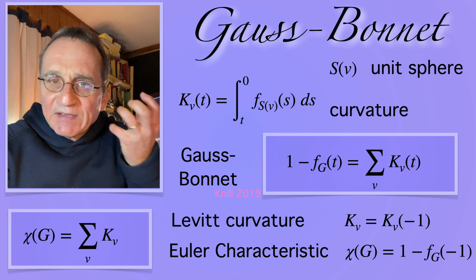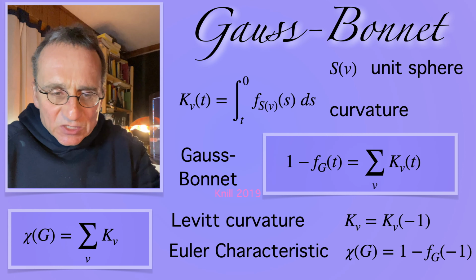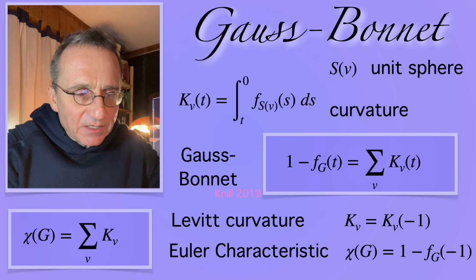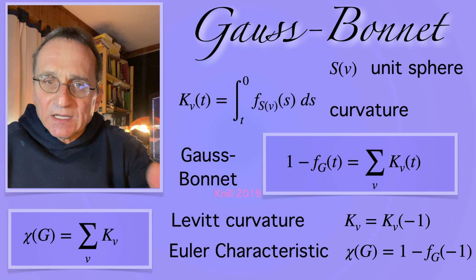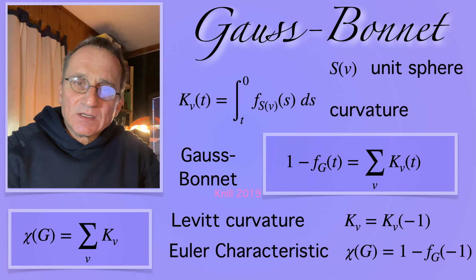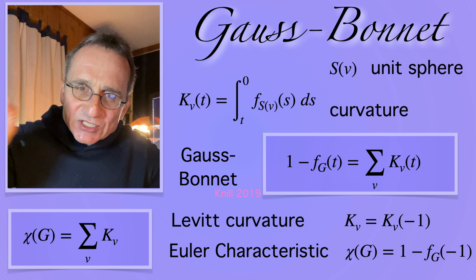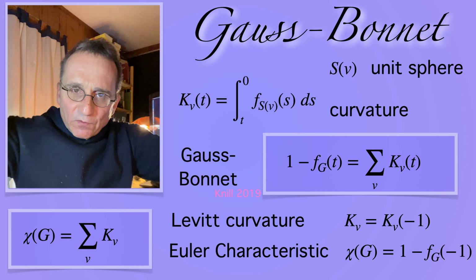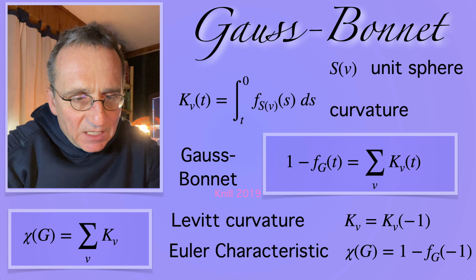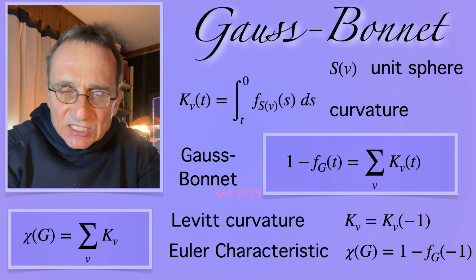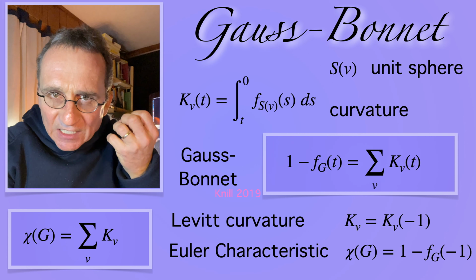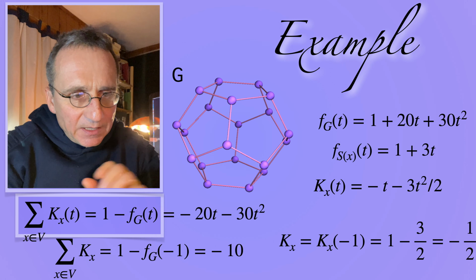So when you evaluate this polynomial at -1, you get the Levitt curvature, and the Euler characteristic is then 1 minus f_G of -1. So the usual Gauss-Bonnet is just a specific point, but it's true for any t. And you see, it is very useful to have this kind of elegant description here.